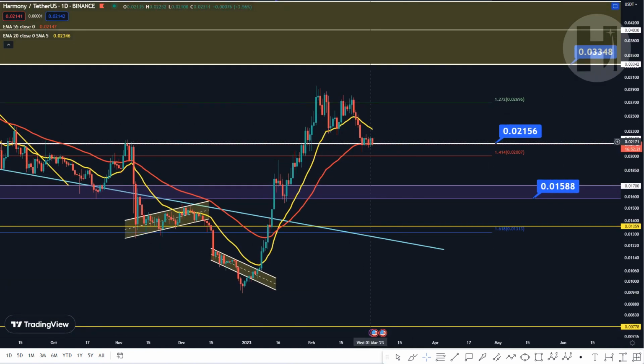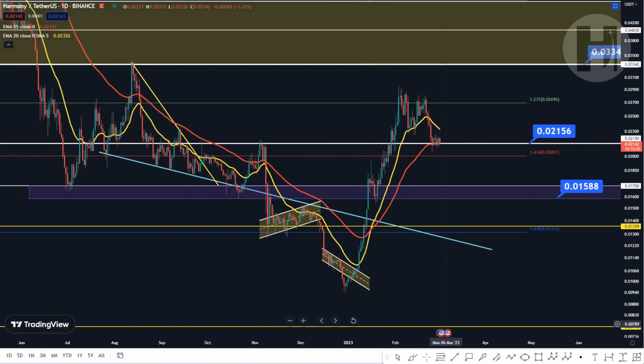So this was 1, 2, 3, 4, 5, 6, 7. So around about February 22nd, I think, or 23rd is when we had our last update on Harmony One. And that was when we were dropping below the 20 EMA. So from there, you were still able to secure a 12% discount on Harmony One.